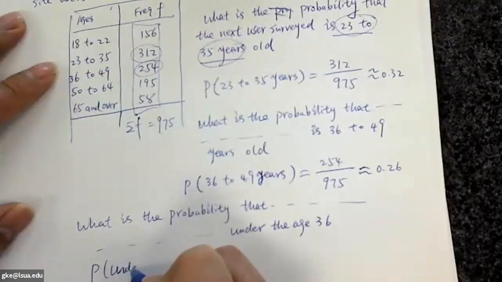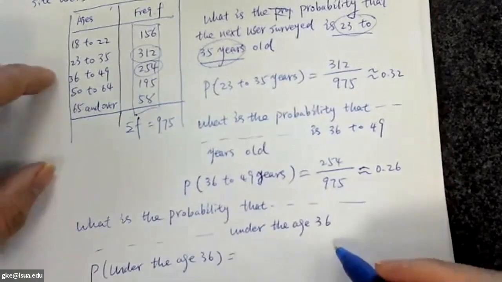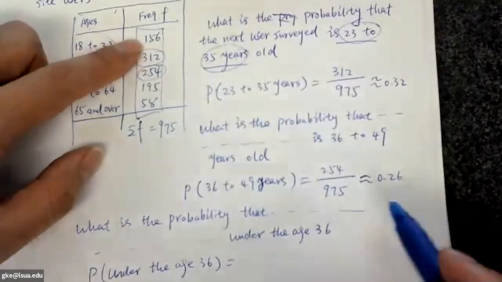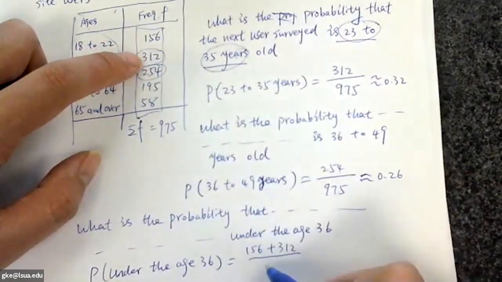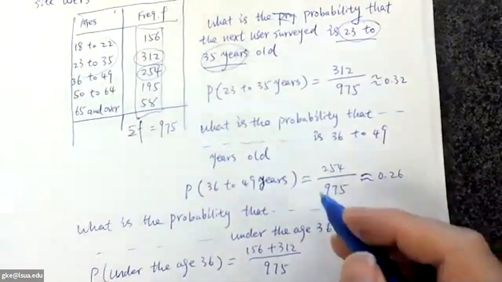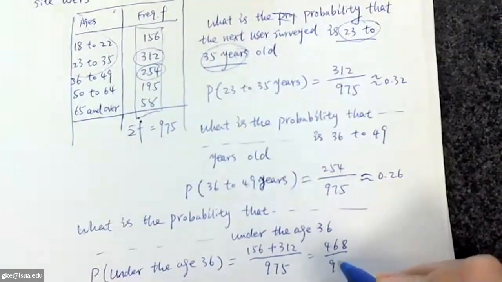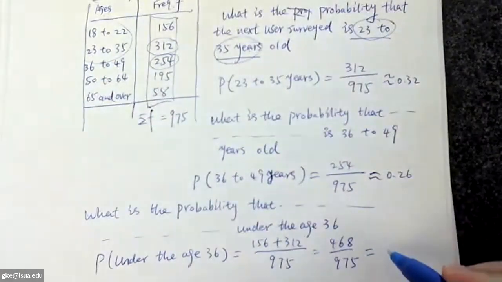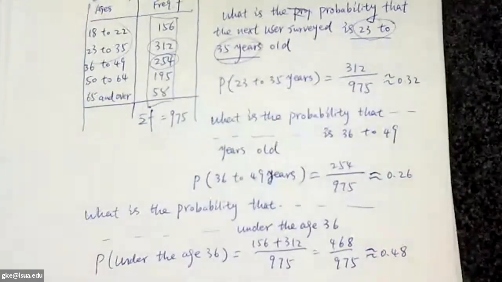So the probability on the age 36 should be what? Should be 62, right? 62. 156 plus 312 divided by the total number, 468 divided by 975. And it's about 0.48. All right, good job, good job.